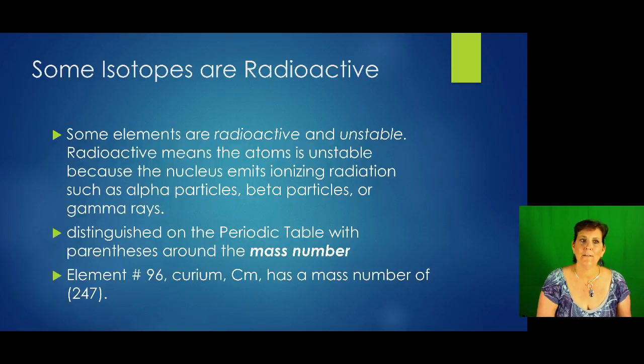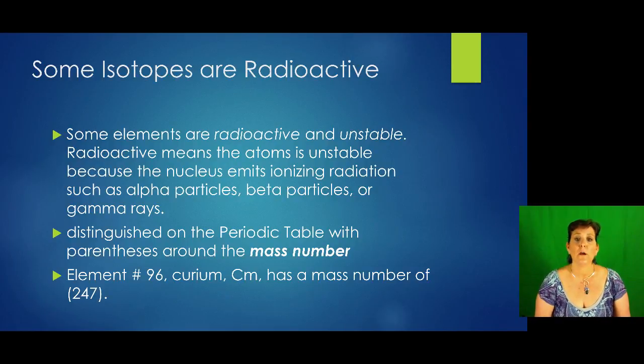All right, moving on. Some isotopes are radioactive. So some elements are radioactive and unstable. Radioactive means the atoms are unstable because the nucleus emits ionizing radiation such as alpha particles, beta particles, or gamma rays. And this just happens naturally. Okay, you can't stop it.